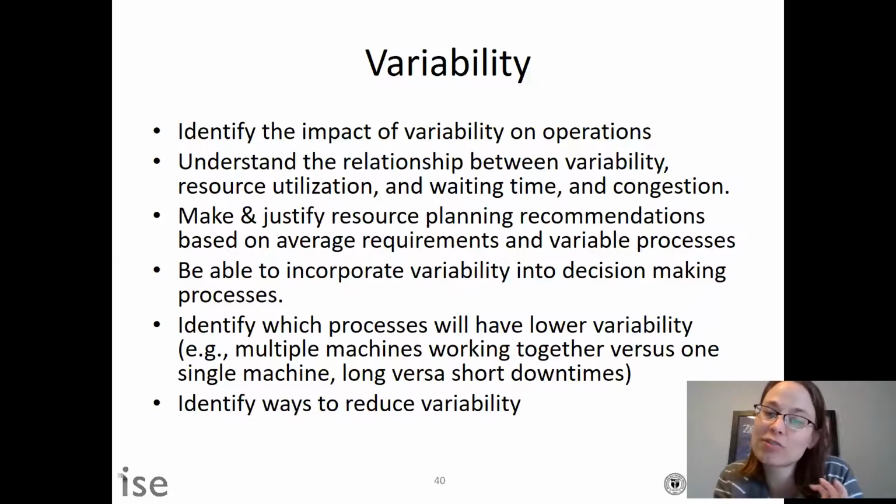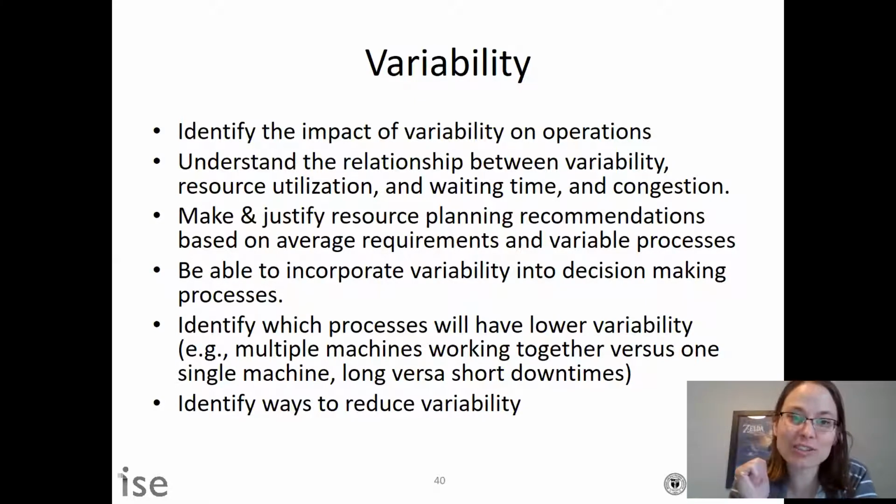You should make and justify resource planning recommendations based on average requirements and variable processes. The key thing here is that your average release rate has to be strictly less than your capacity if you have any variability in your process. You cannot have 100% utilization of your resources if there's any variability in your process. Otherwise, the system will blow up and you'll have infinite waiting times, or you'll lose people. That's an example of incorporating variability into decision-making processes.